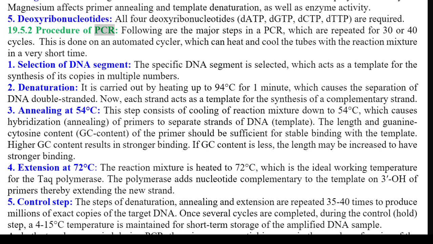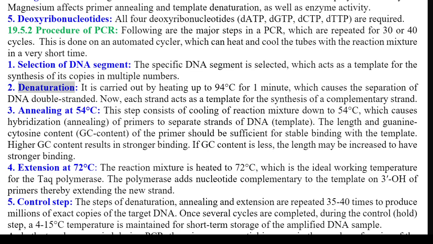19.5.2 Procedure of PCR. Following are the major steps in a PCR, which are repeated for 30 or 40 cycles. This is done on an automated cycler, which can heat and cool the tubes with the reaction mixture in a very short time. 1. Selection of DNA segment. The specific DNA segment is selected, which acts as a template for the synthesis of its copies in multiple numbers.